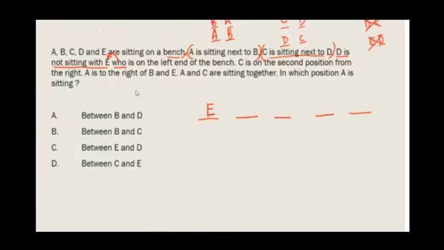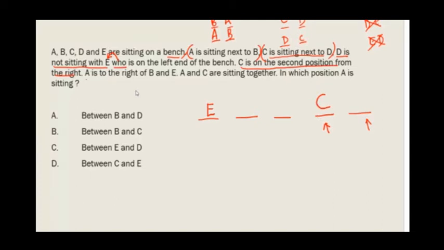E is at the very first place, that is, E on the left end of the bench. Now C is on the second position from the right. Now which is the right? This is the right. This is the first position from the right and this is the second position from the right. So I can take C at this position.